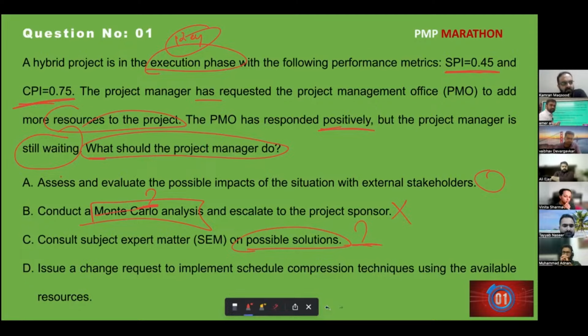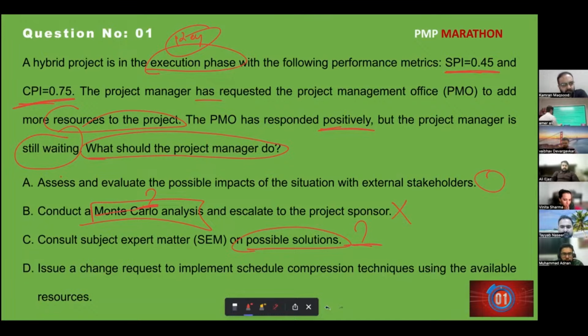I see somebody gave the B answer. What does Monte Carlo analysis have to do here? What is the purpose of Monte Carlo analysis? You just like the word and pick up the answer. Monte Carlo analysis has nothing to do with this. How will doing the Monte Carlo analysis help you? Not at all.